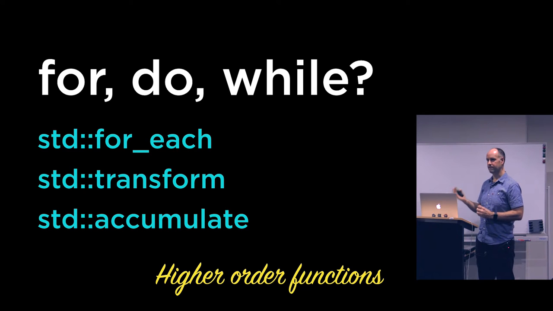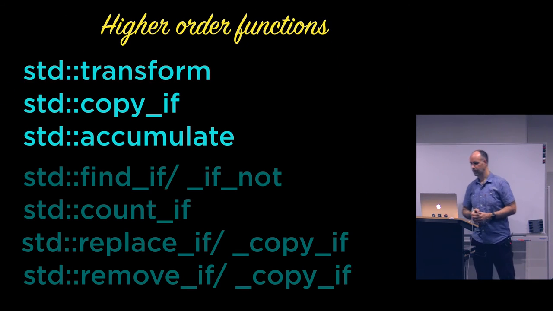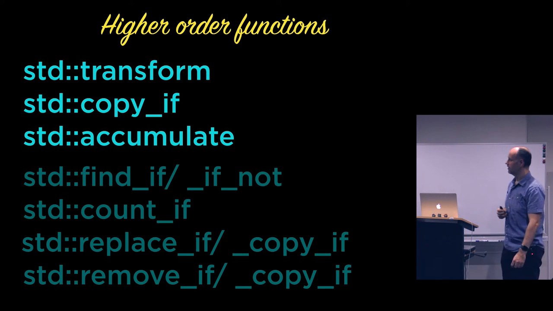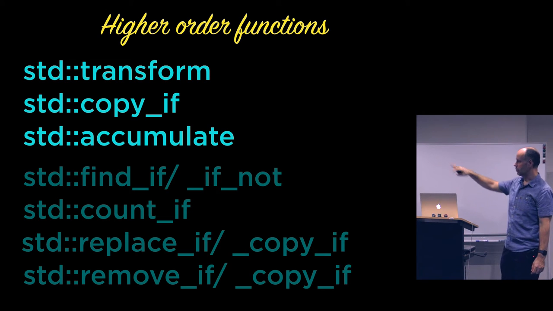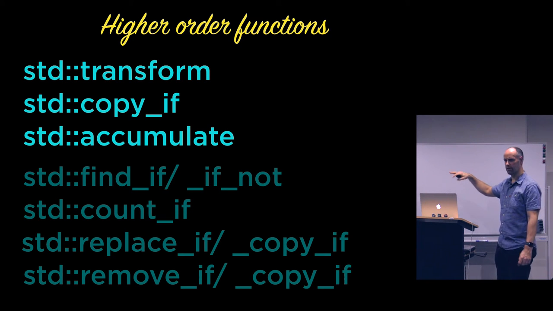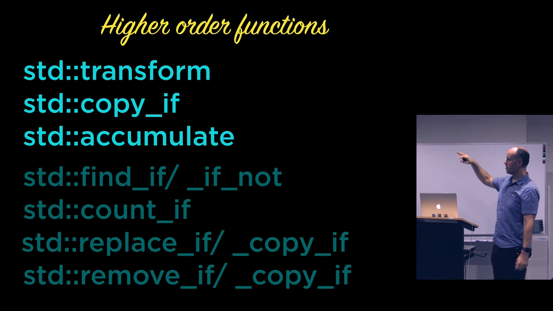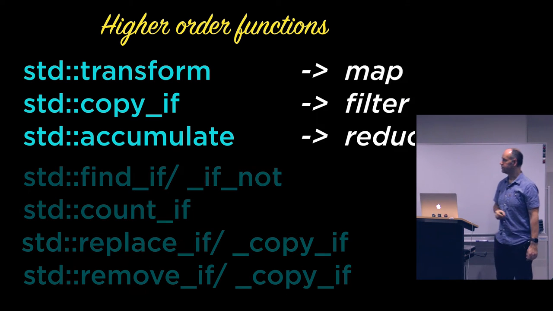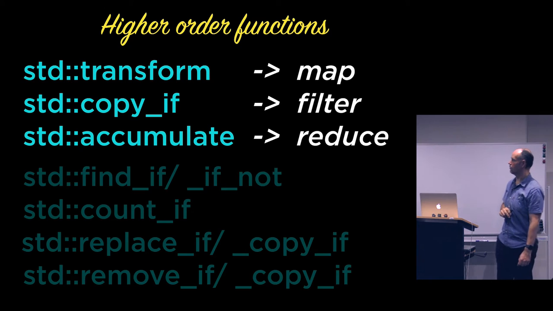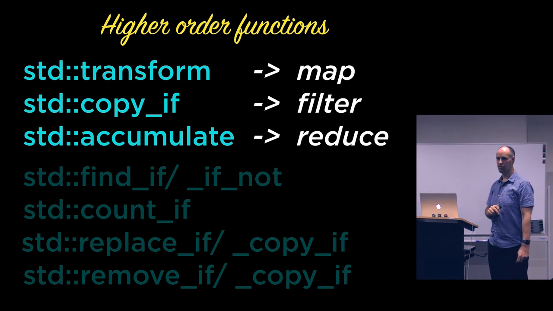What that means is that these are functions that take other functions or function-like objects or return function objects. In fact, there's a whole range of them in the standard library. I think this is all of them. All the ones at the bottom are the if not and copy if versions. The ones at the top, I've highlighted because they actually map onto some well-known functional algorithms: map, filter, and reduce. Technically accumulate is close to reduce, it's more like a left fold, but it's a minor difference.